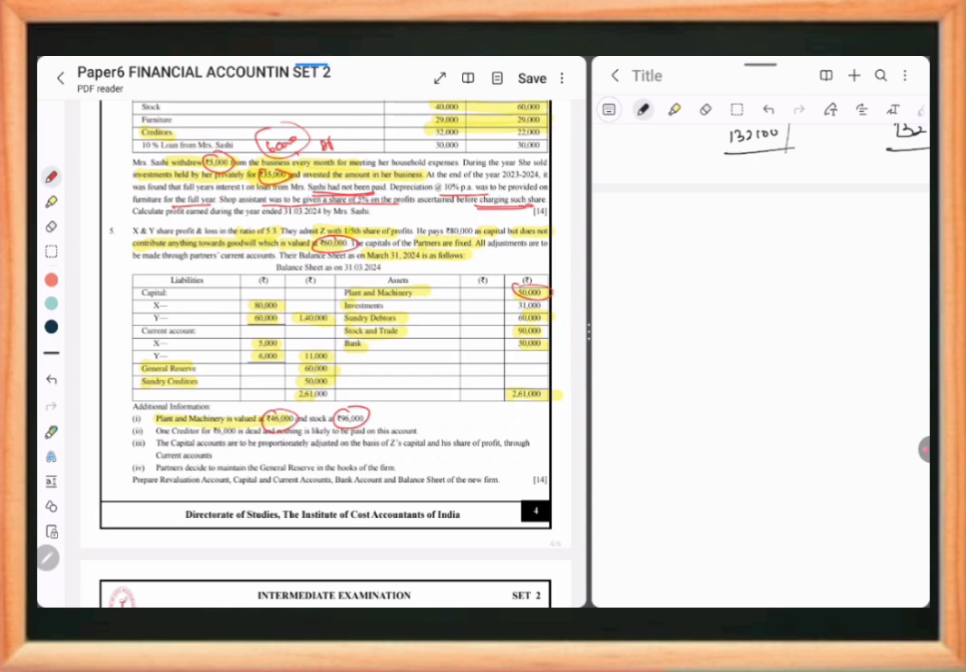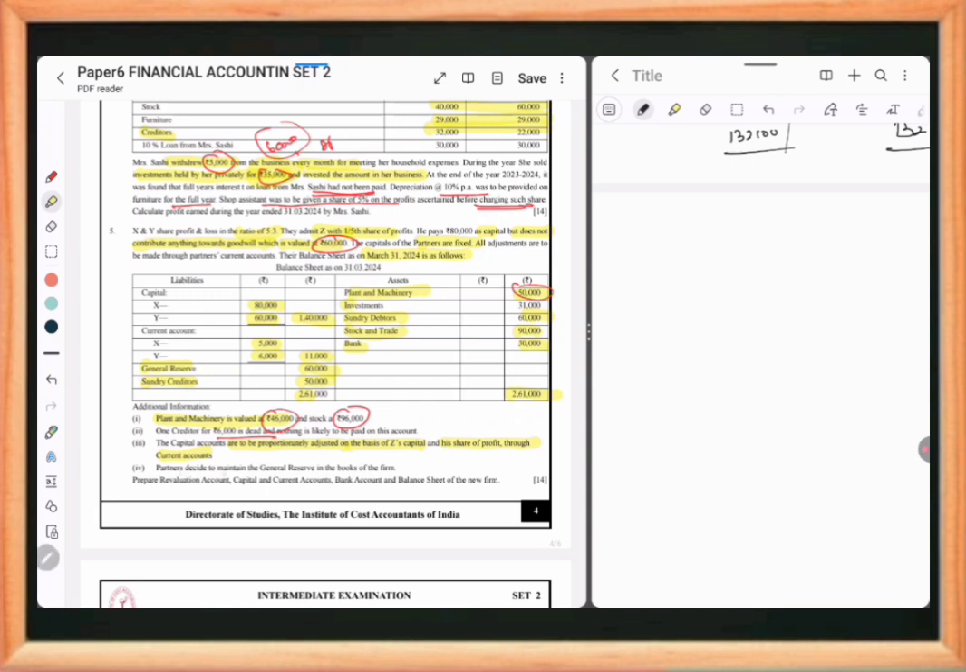One creditor is a bad debt. Actually, nothing is likely to be paid. We will forget that amount, so it is an income. Actually, if a liability decreases, that is an income. Understand? So, it will be shown on the credit side of the revaluation account. And then, capital accounts are to be proportionately adjusted on the basis of Z's capital and his share of profit, through current account. So, we have to prepare both simultaneously, current account and capital account. And then, based on Z's capital, we have to find out what the others' capital should be.